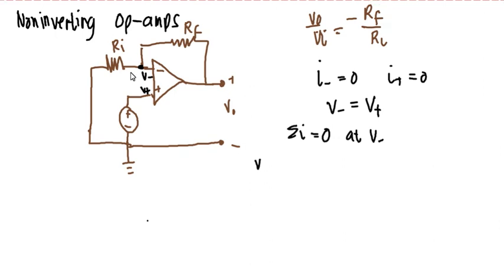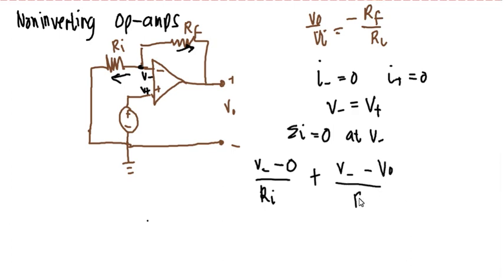So from here to here, and this one will go to here. So we have current leaving for your Ri. So we have V negative minus, and there is no voltage here since it is grounded directly, so I can just put 0 over your Ri, plus the current leaving, which will be equal to V negative minus your VO all over your RF.